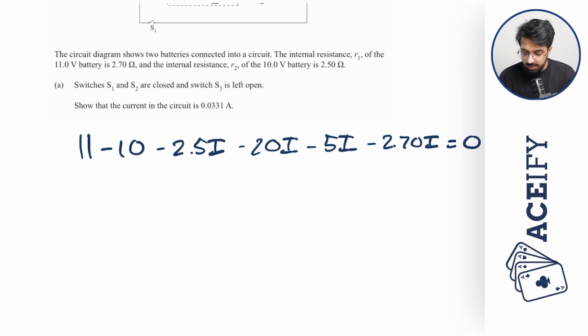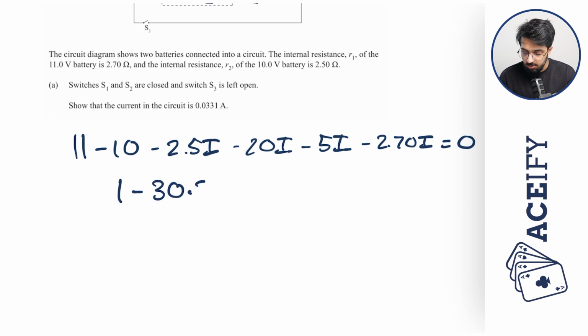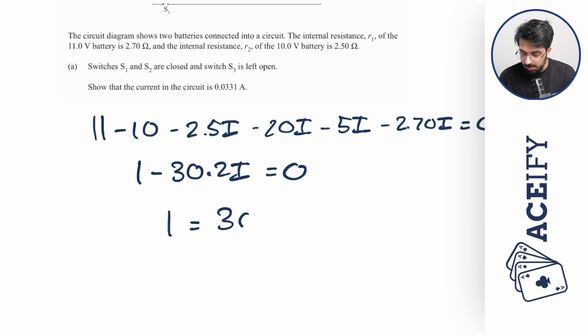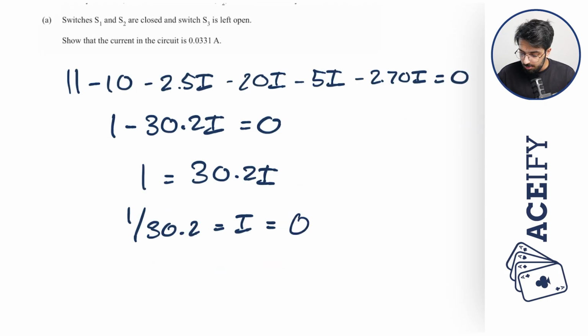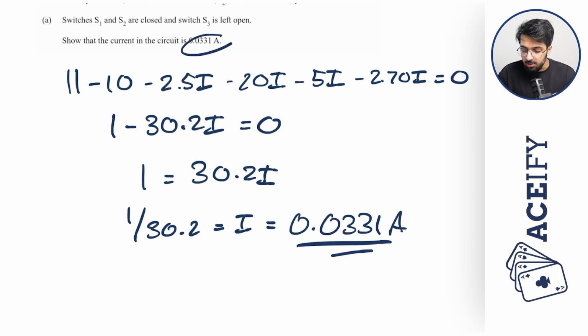And so 11 minus 10 is 1, minus all these is equal to negative 30.2 I, and that's equal to 0. And so therefore 1 is equal to 30.2 I, so 1 all over 30.2 is equal to our current, and this gives a current value of 0.0331 amps. And as you can see, that's the value that we're trying to find.